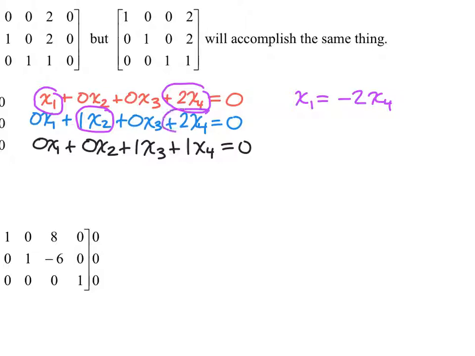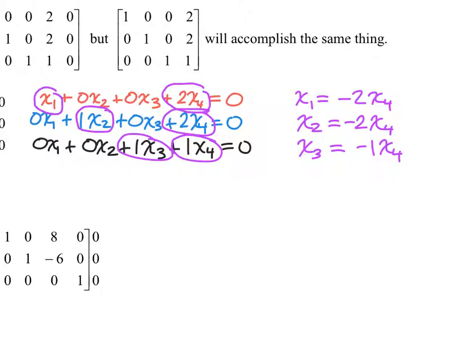I could do the same thing with x2, also defining it in terms of x4. I missed the positive sign there. And then the same idea for the last one: x3 defined in terms of x4, so negative 1x4. So you see in each case, I'm looking at a variable being dependent upon x4. So we know x4 is free, and that's the same as saying x4 is equal to x4.